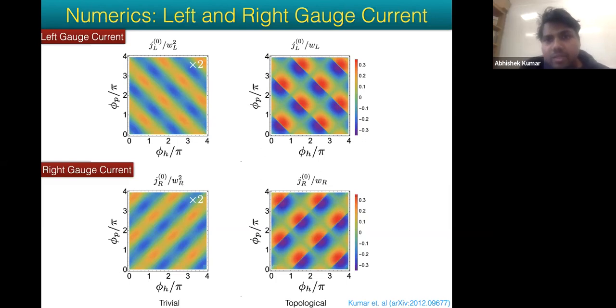Also, you can see that there is a discontinuity in the graph. If you go even diagonally, you see that it changes value from, let's say, -0.3 to 3. Those are basically related to the change in parity. But you will not see such a discontinuity in the left or right current in the case of the trivial phase. Similarly, you can look at the right gauge current also.